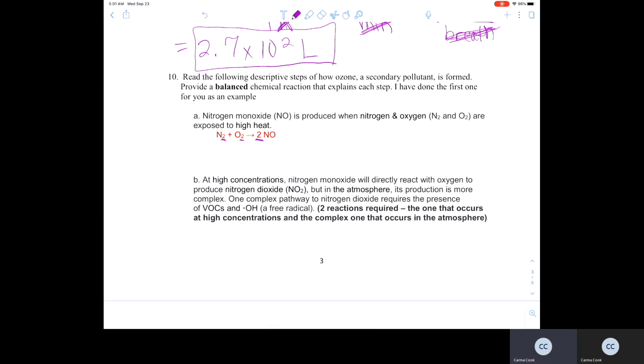There are 2 oxygens on the left. So we need 2 oxygens on the right. This 2 coefficient is for the nitrogen and the oxygen.